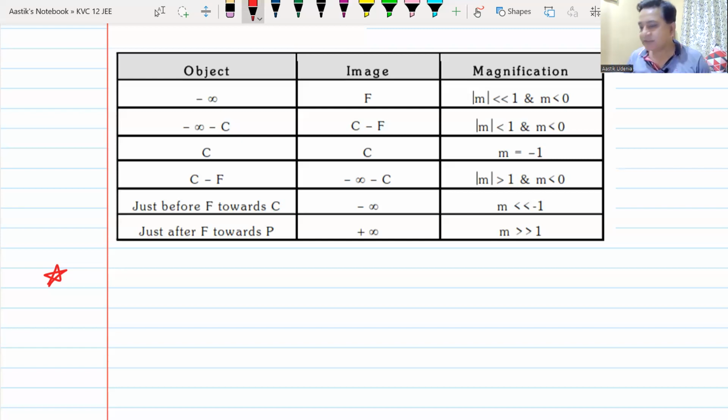I guess there are no doubts. Then it is my humble duty to give you a quick recap of what we have done. In today's class, we have seen linear magnification and superficial magnification. Linear magnification is of two types, transverse and longitudinal. We have seen the formula for transverse and longitudinal. We have seen areal magnification is the magnification in area if there is a two-dimensional object. We have also seen the six different cases of image formed by a concave mirror.